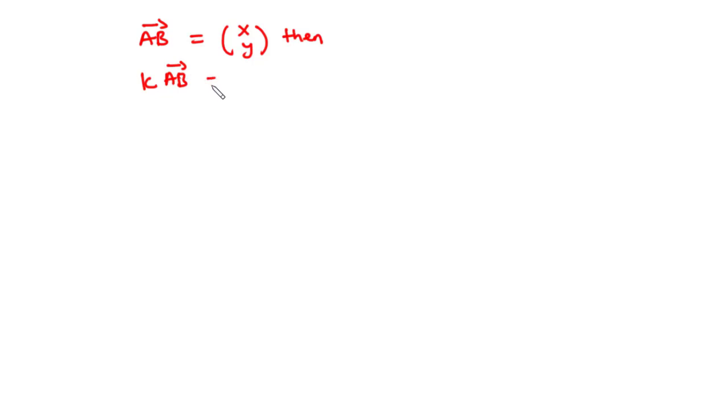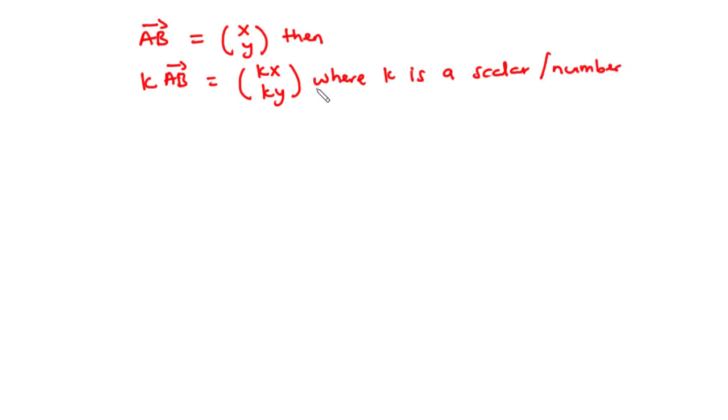So in this video, we are going to learn how to multiply a vector by a scalar. Now, given that we have a vector AB, which is equal to (x, y), then k times the vector AB is equal to (kx, ky), where k is a scalar or a number.